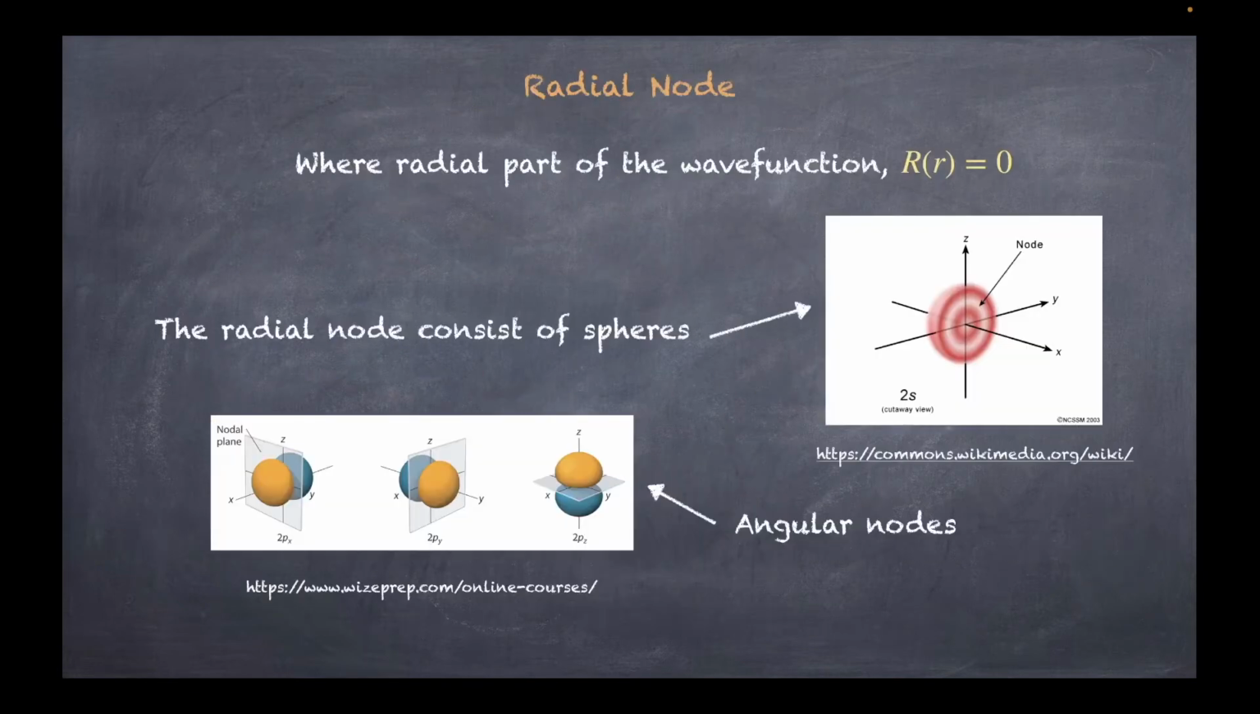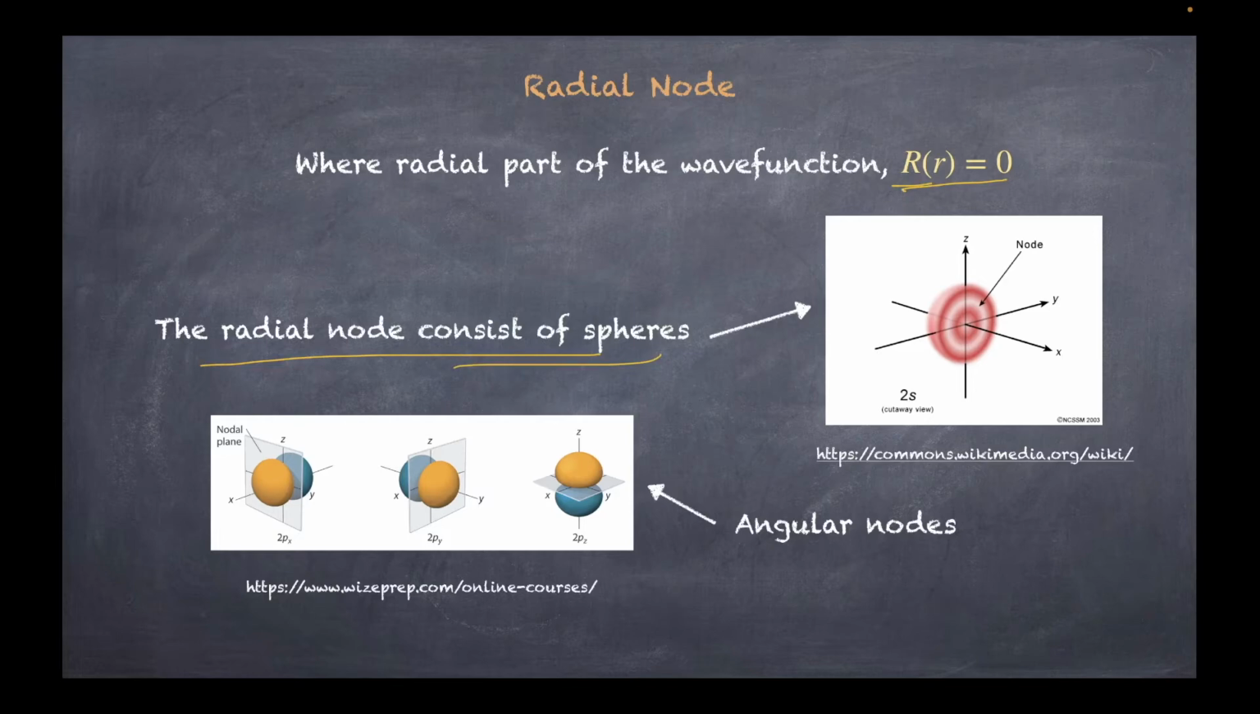Now this question is about finding the position of radial nodes. So what is a radial node? The radial nodes or radial nodal points are basically the points where the radial part of the wave function, that means the capital R as a function of r, becomes 0. Now the radial node basically consists of spheres.